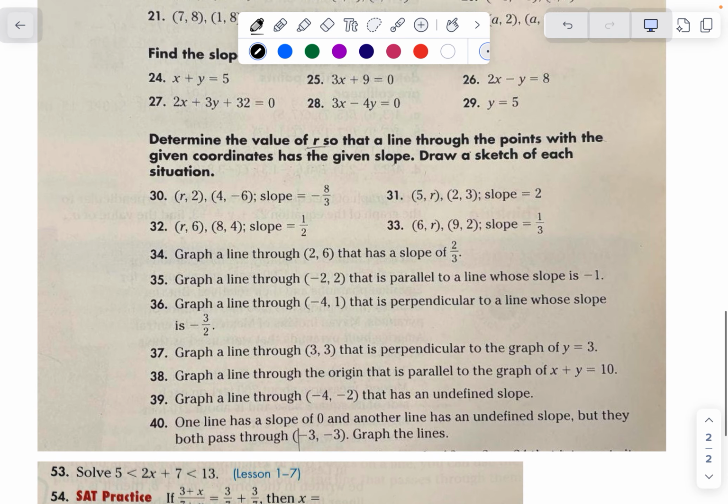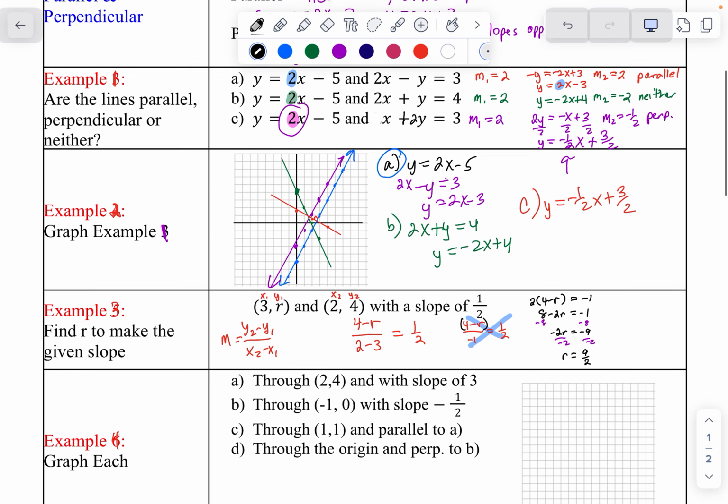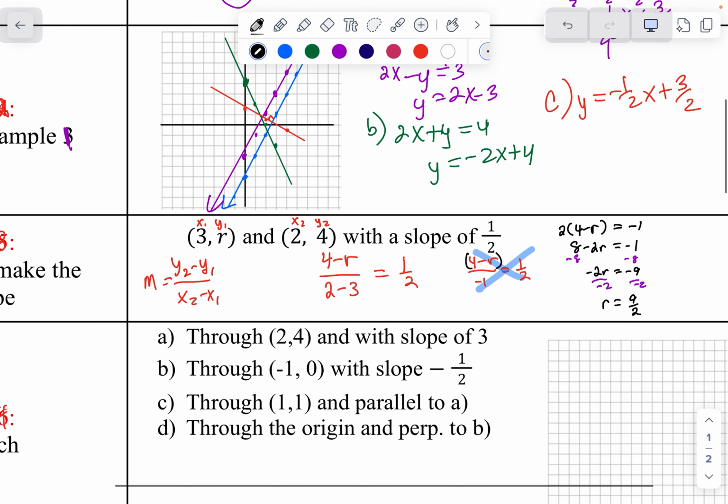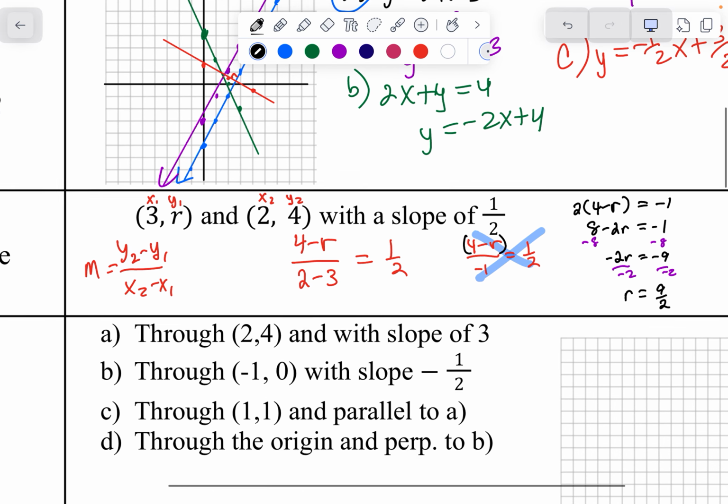Okay, there we're good. You good with that one? Anyone have any questions? Does that make sense how we got that r? Cross multiply, set up your slope equation, cross multiply, solve your equation.